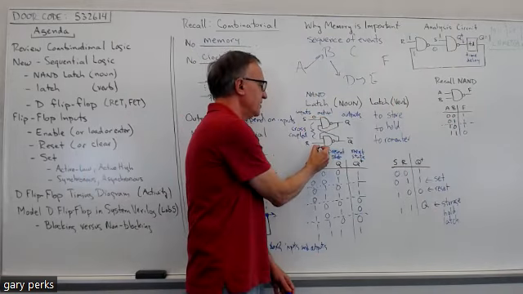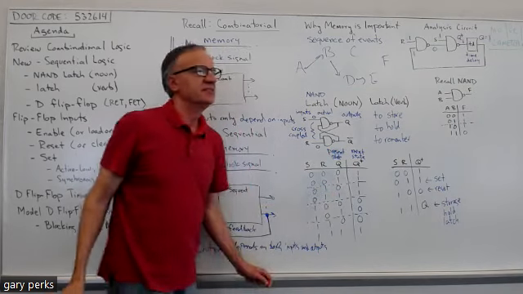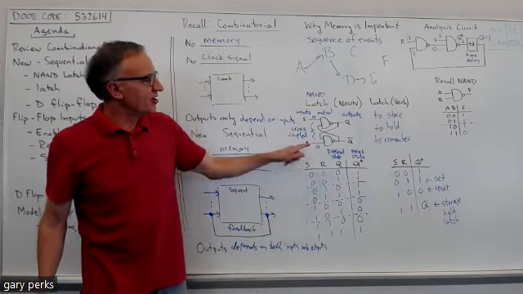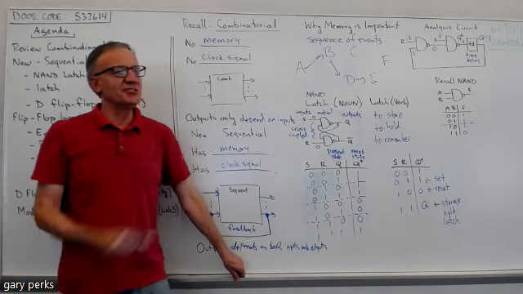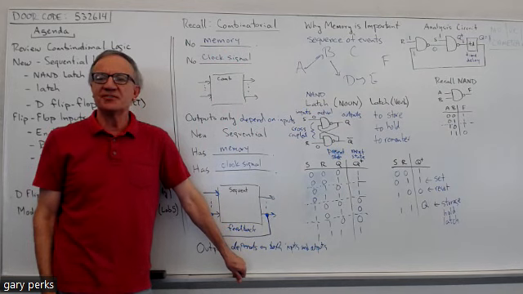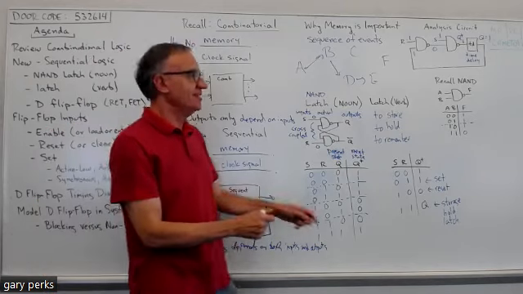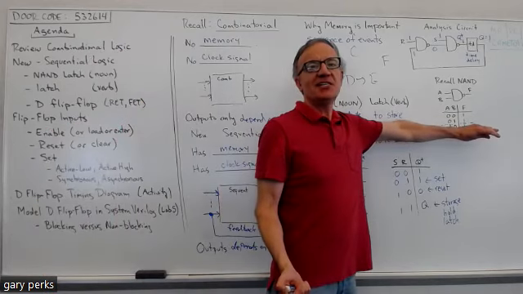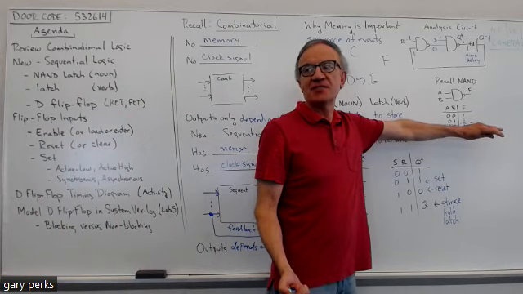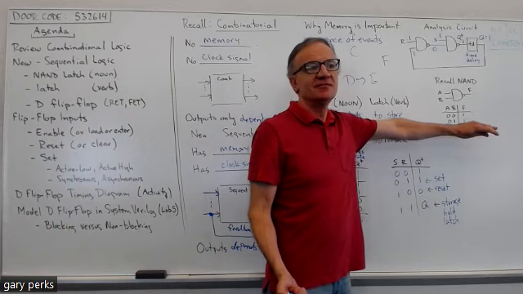If S is 0 and R is 0, right? S is 1 input to this top NAND gate, and R is 1 input to this bottom NAND gate. Can you tell me what Q and not Q are going to equal if S and R are both 0? They're both 1, right? Because if one input to a NAND gate is a 0, you don't have to know what the other input is. The output's going to be 1.